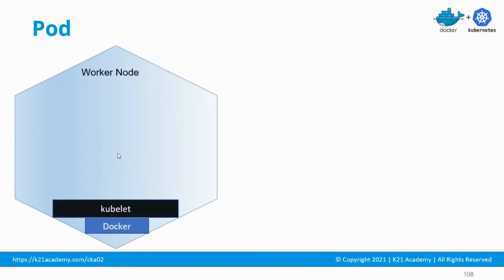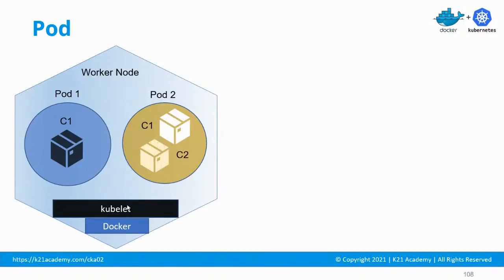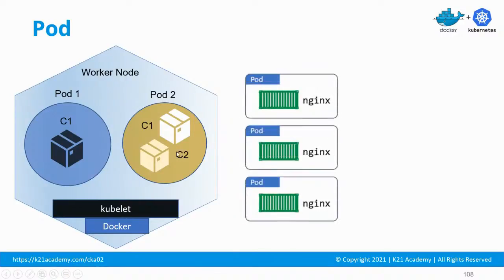So a pod is nothing but, as I said earlier, you have a worker node. In that you have services running, maybe a container, which is Docker or another container. You have a kubelet, which is an agent. In that you run a pod, and that pod may have one container, or a pod may have 2 containers. So one pod with one container, a second pod with 2 containers, like that. Within a pod you will have containers.